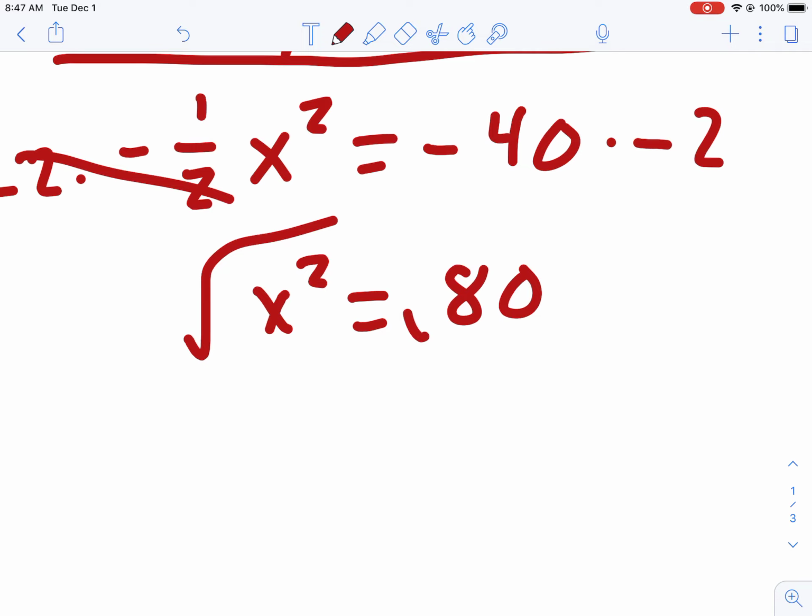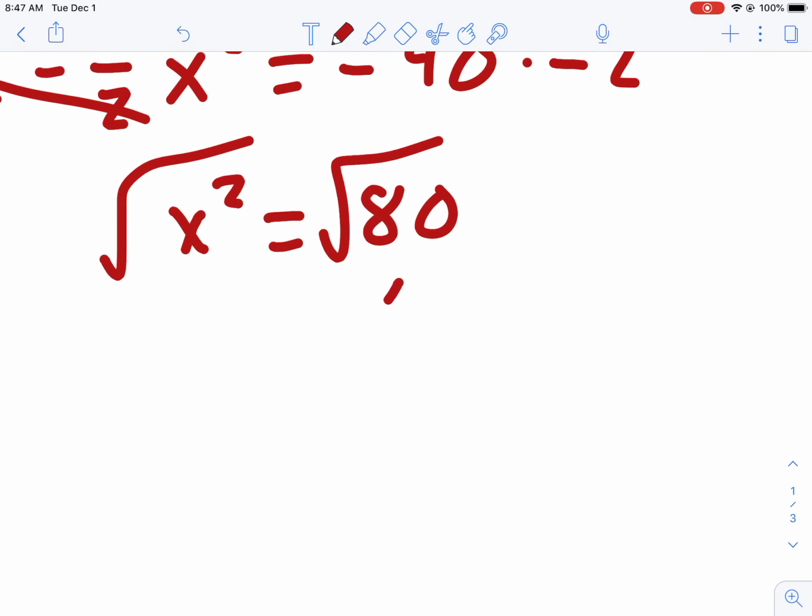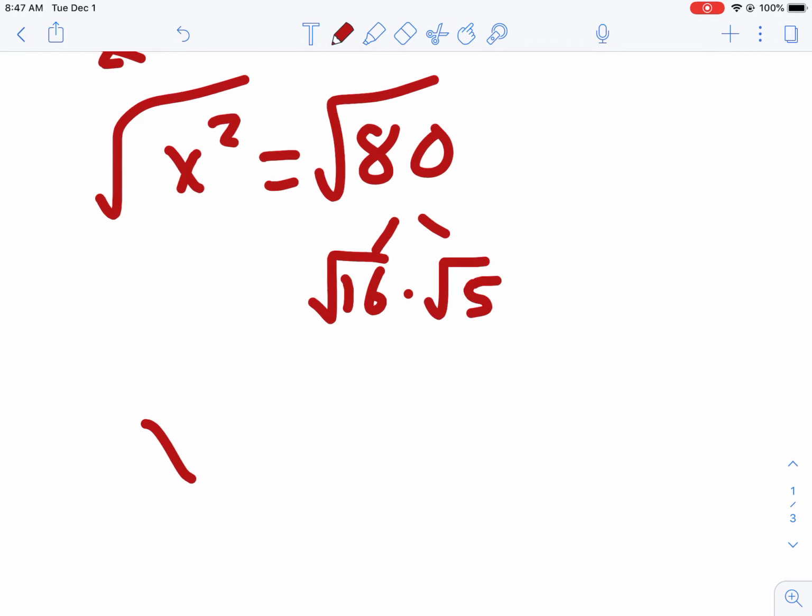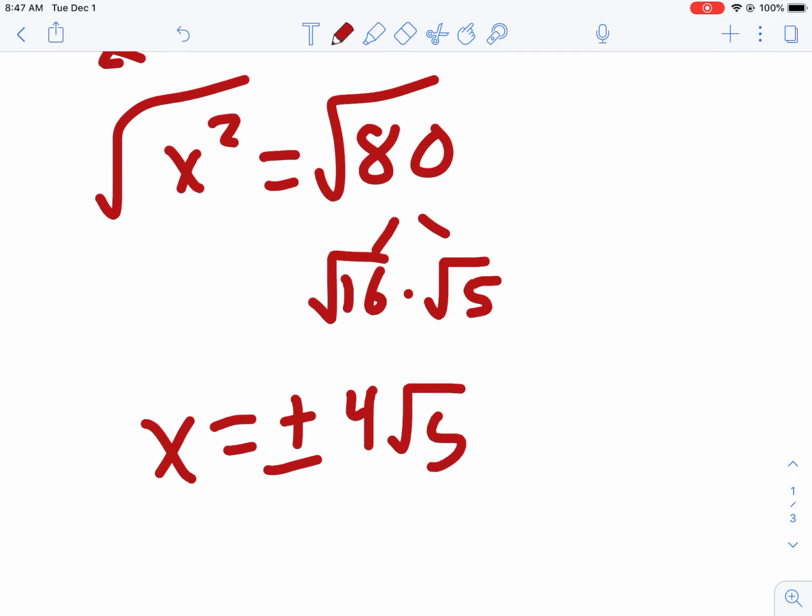Take the square root of both sides. 80, that can be broken up into, I think, the square root of 16 times the square root of 5. So x equals plus or minus 4 square root of 5. Voila.